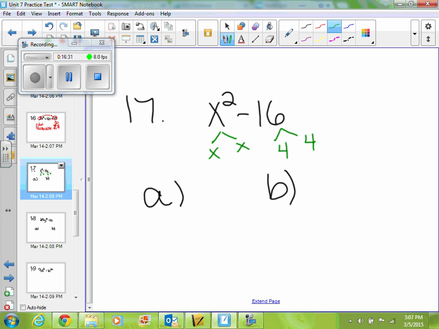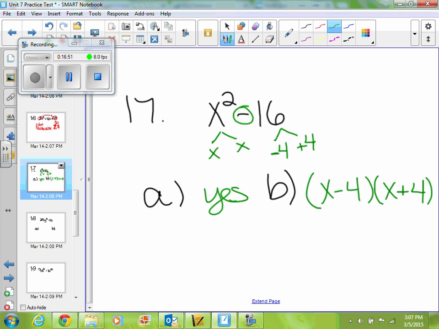Okay, and then what do I know about this minus? One's minus, one's plus. Okay, so is this the difference of two squares? Yes, because they break down into two different things. Okay, so then what do I know about each of my sets of parentheses? Perfect, x minus 4, x plus 4. So it's the difference of two squares, it has no middle term, and the numbers end up being the same.